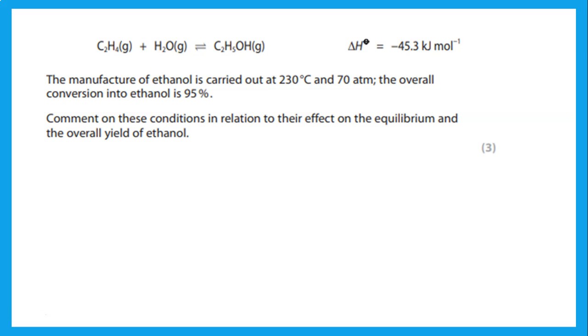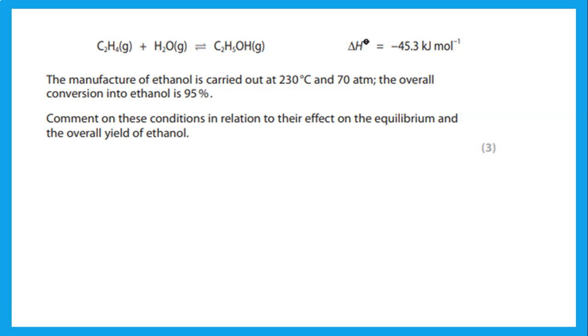Okay, this is another question. We have ethene plus water to give ethanol, and it tells me that the delta H is negative, and that means the forward reaction is exothermic. The manufacture of ethanol is carried out at 230 degrees Celsius, 70-80 atm, and the overall conversion into ethanol is 95%. Comment on these conditions in relation to their effect on the equilibrium and the overall yield of ethanol.